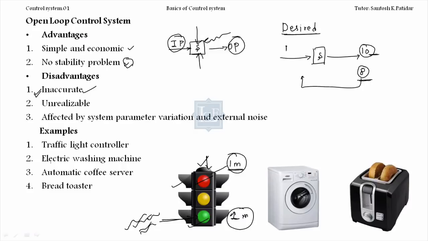The second case is the electric washing machine. The same thing is there. Automatic coffee server and bread toaster. So these are the examples of open loop control system.